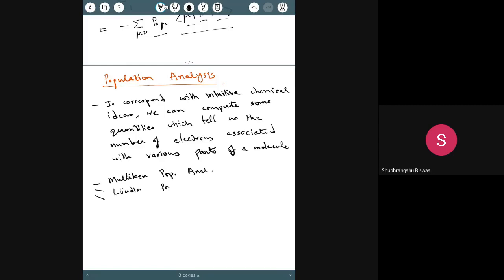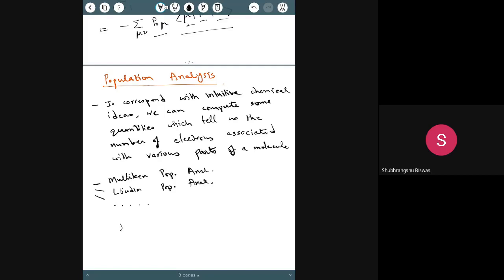One is called Löwdin population analysis. And there are others. I can't remember any other one at the moment, but there are definitely more. Okay, so let's see what it is all about.